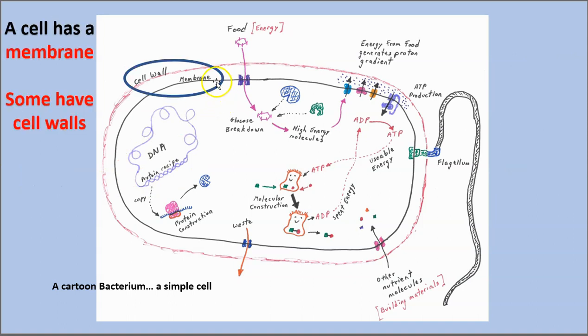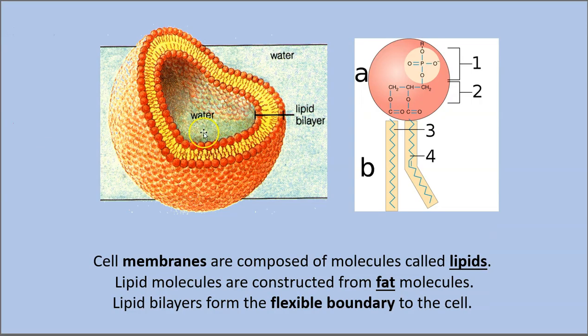Now, all cells have a cell membrane. Some cells also have a cell wall, but the membrane is what we'll focus on this moment. Here on the left, we see a cutaway of a cartoon cell, and the boundary, the cell membrane, is exposed. We can see the inside surface of the membrane, and it's composed of 2 layers of these molecules called lipids. Here we see magnification over here. And you can sort of identify the head of the lipid and then 2 tails.